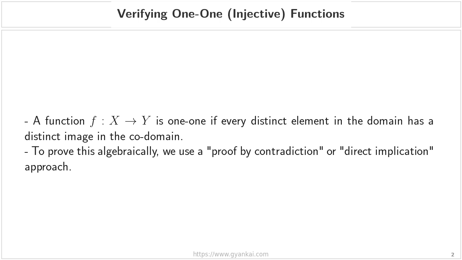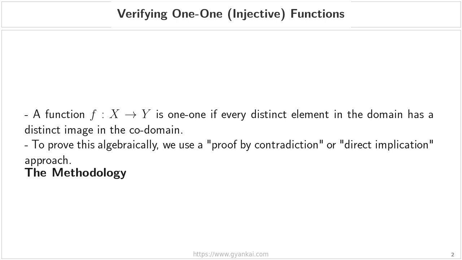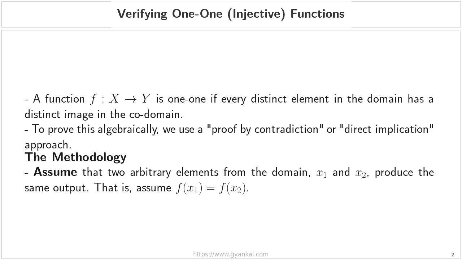To prove this mathematically, we cannot rely on a few examples. Instead, we use a rigorous approach known as direct implication or proof by contradiction. Let's walk through the specific methodology you should follow. First, we begin with an assumption. We assume that two arbitrary elements from our domain, which we will call x1 and x2, produce the exact same output. In mathematical terms, we assume that f(x1) equals f(x2).